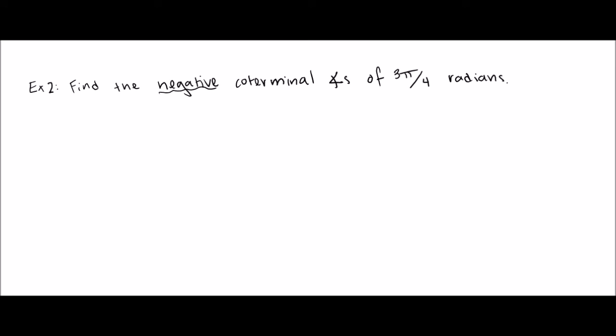Alright, so now we are going to do example number 2. Step 1, once again, is degrees or radians, and in this case we have radians, so we're going to be using 2 pi. And step 2 is to subtract. This example says to find just a negative coterminal angle, but I think just for kicks we should also find a positive coterminal angle. So we'll start first by subtracting 2 pi from 3 pi over 4.